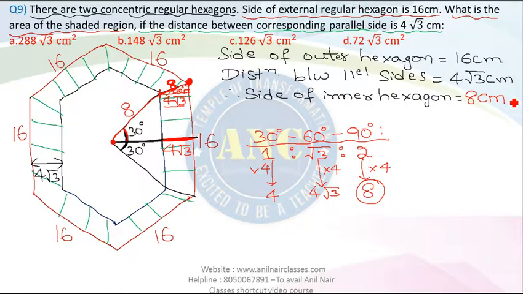I hope it is very, very clear for you people. This is the only thing I want to explain here. Rest all is very easy for you to solve. Now, what is the area of the shaded portion? Area of the shaded portion is the outer hexagon. Take out this outer hexagon area and remove this inner hexagon area. You are left with only the shaded portions in that case.